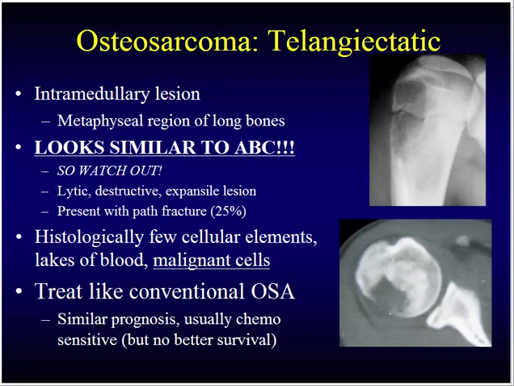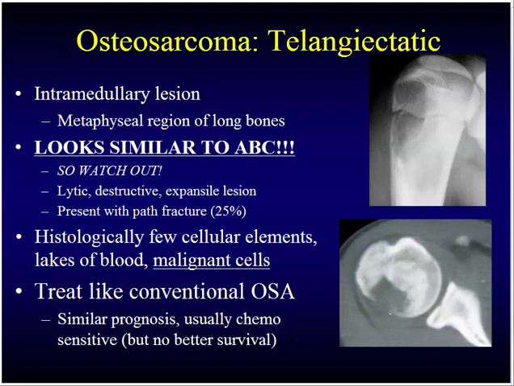Now remember, there's a telangiectatic variant of osteosarcoma, which is essentially an intramedullary, usually metaphyseal, long bone type of thing. Looks very similar to ABC, so watch out. Remember, anytime you think of aneurysmal bone cyst in your diagnosis, you better at least consider telangiectatic osteosarcoma. Now, it may be totally off the chart, but you better at least consider it, because these are also lytic and destructive, and expansile, and not uncommonly present with a pathologic fracture. The difference is, while you see lakes of blood histologically, you get malignant cells around those lakes of blood, unlike ABCs, which we'll show an example of later.